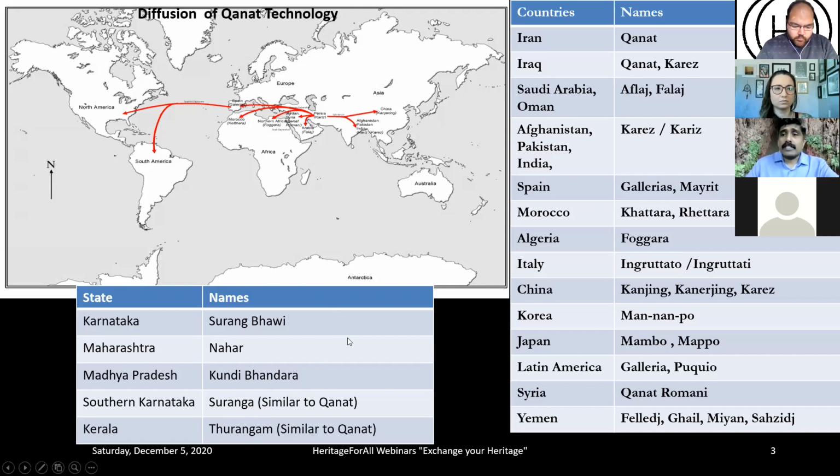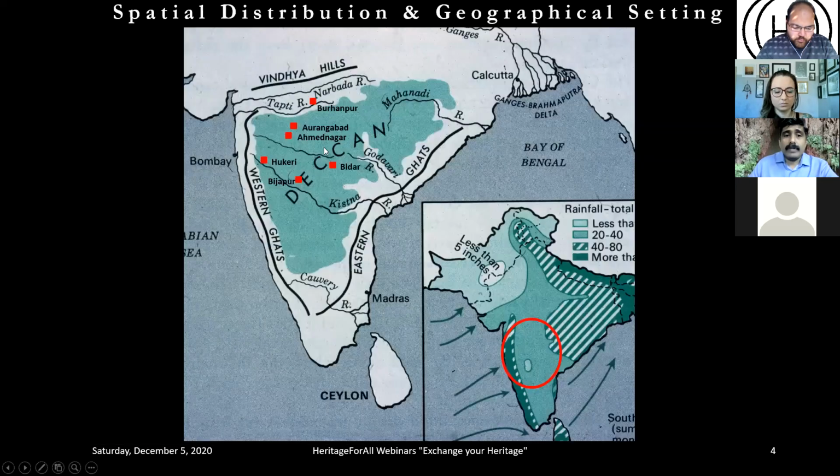So geographical distribution wise, as I said, most of this is in peninsular India, and these are found in six cities: Bidar, which is the place where the first Qanat systems were constructed, Bijapur, Hukkeri, Ahmednagar, Aurangabad, and Burhanpur. And Burhanpur is a very interesting location where you have a near perennial river, we can say, during those days. Right on the banks of this river there is a city, and they constructed Qanat systems to bring in water. They were not using the water of the river itself. So that is an interesting part.